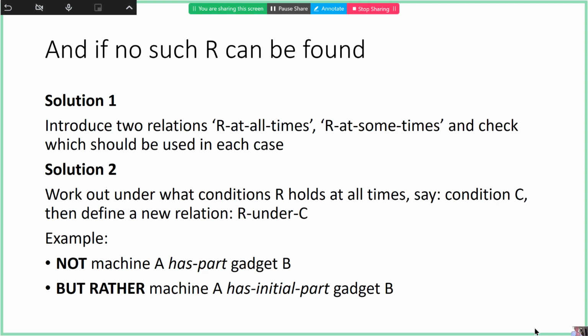That's a pretty common problem, but garbage in, garbage out. If you put in garbage information, you get garbage reasoning. So let's try not to put garbage in from the start when we come to building the ontologies.